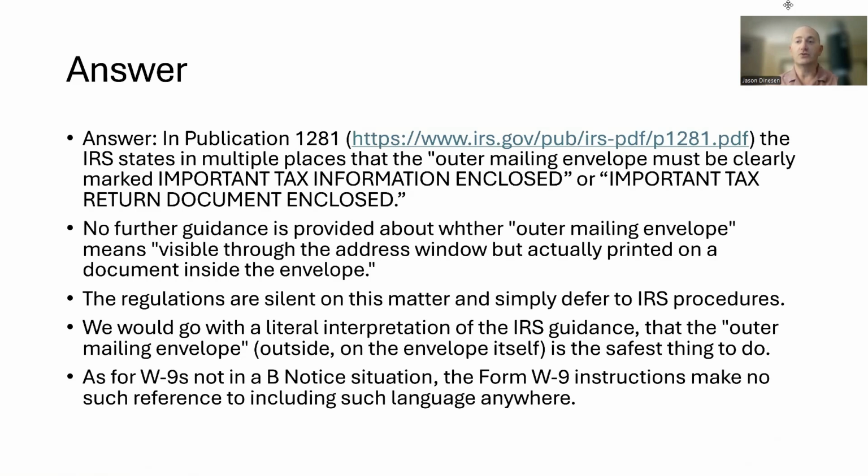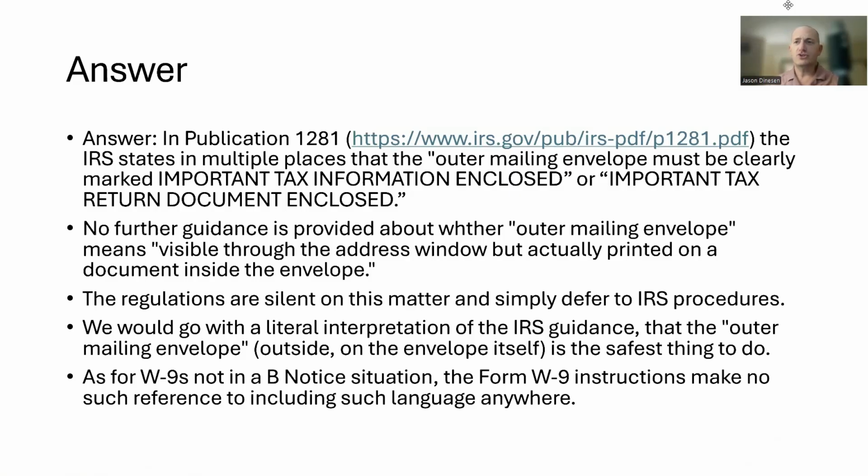The regulations say nothing about this. The regulations just say that the IRS will establish procedures for these things. My opinion is go with the literal interpretation of the IRS guidance. And that means putting those words on the outer mailing envelope is the safest thing to do. So on the outside of the envelope.